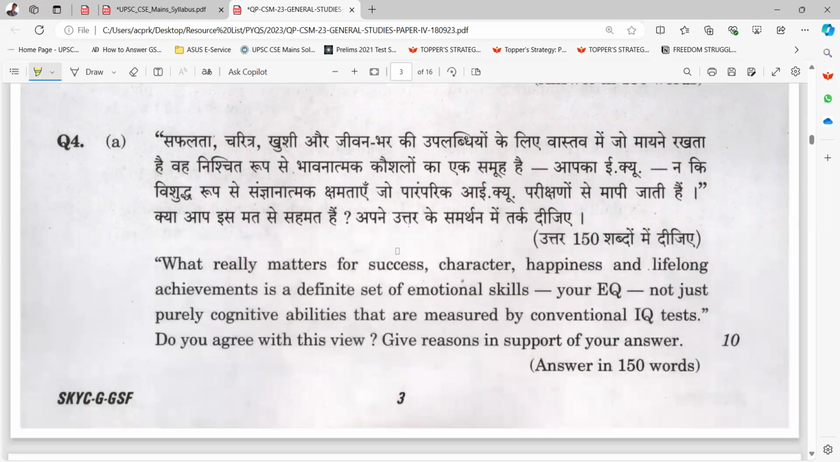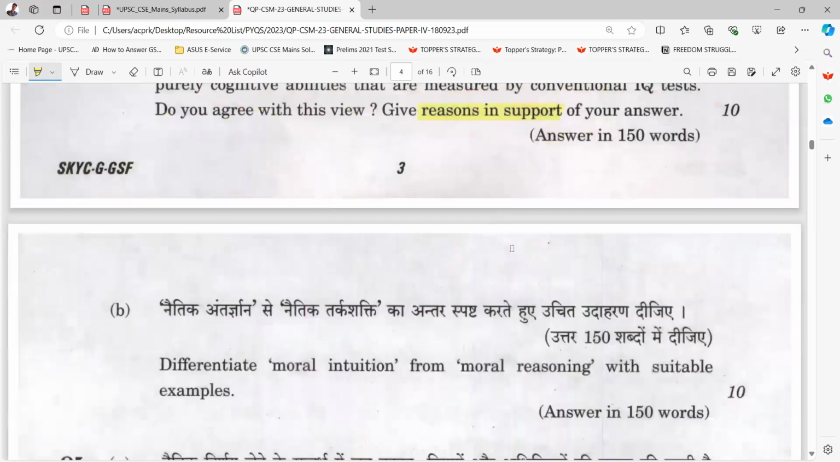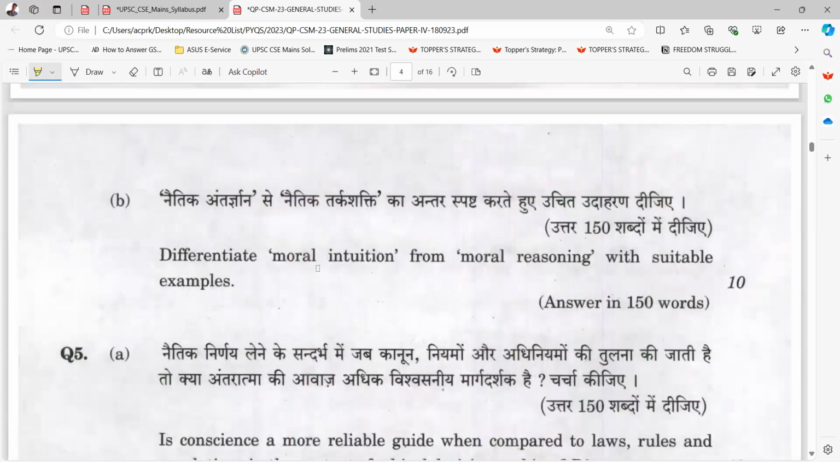Fourth A. What really matters for success, character, happiness, and lifelong achievements is a definite set of emotional skills, your EQ, not just purely cognitive abilities that are measured by conventional IQ tests. Do you agree with this view? Give reasons in support of your answer. Fourth B. Differentiate moral intuition from moral reasoning with suitable examples.